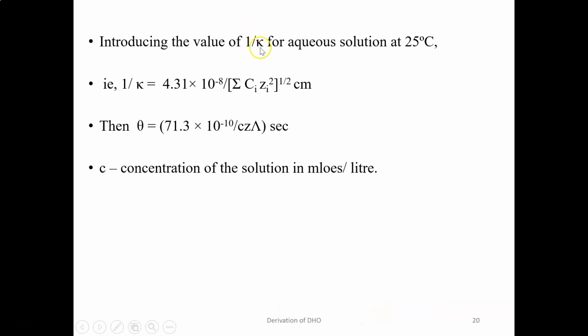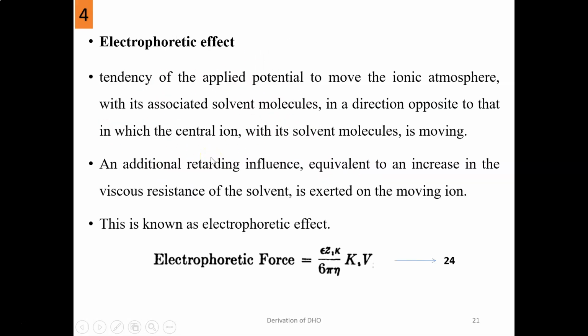So 1 by kappa for the aqueous solution is found to be 4.31 into 10 raised to minus 8 divided by sigma ci zi square the whole raised to 1 by 2. So substituting this value we can have theta will be equal to 71.3 into 10 raised to minus 10 divided by c Z lambda. So c is the concentration of the solution in moles per liter. So this is the ultimate relation that we have now.